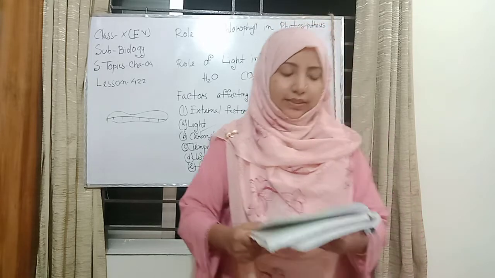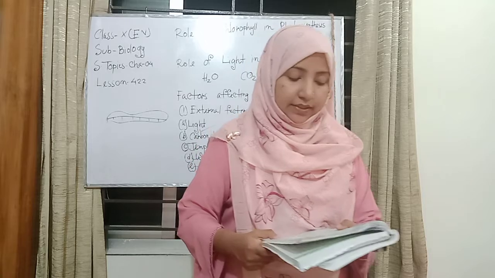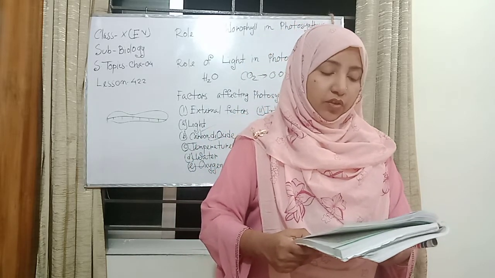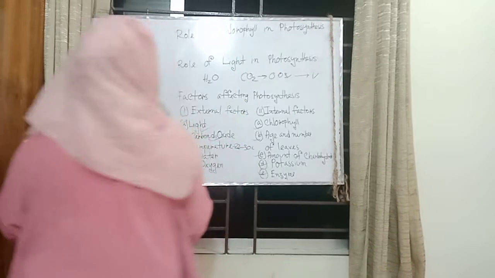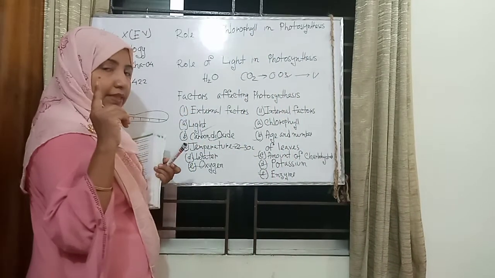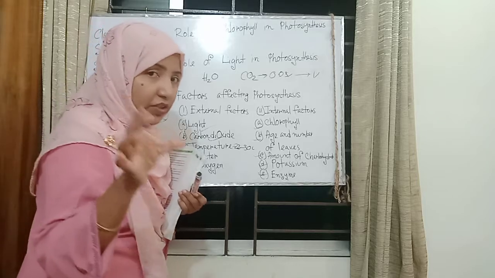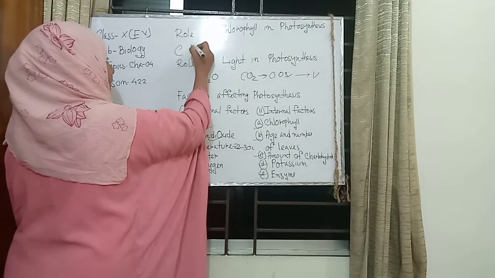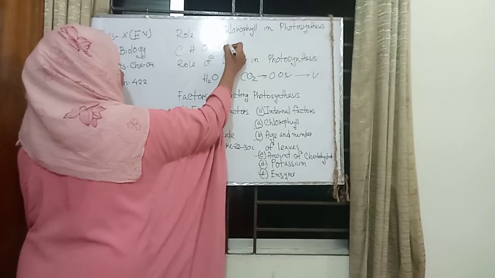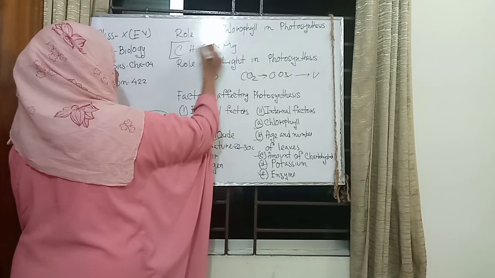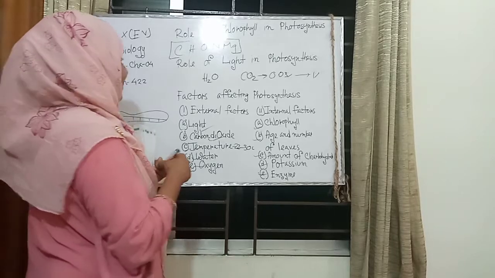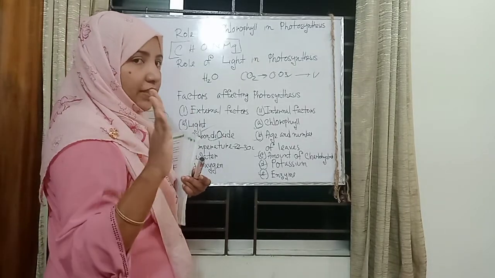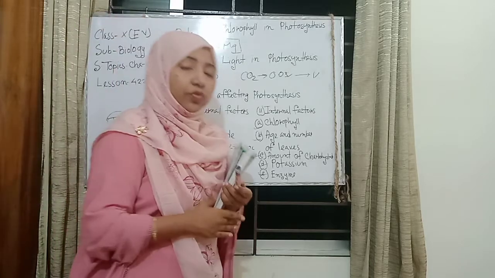Now next factor is mineral nutrient elements. Nitrogen and magnesium are two main components of chlorophyll. We also know in the previous class, basically chapter 5, the formation of chlorophyll: carbon, hydrogen, oxygen, nitrogen and magnesium. My dear students, we learned in the previous class that carbon, hydrogen, oxygen, nitrogen and magnesium are the 5 components for the formation of chlorophyll.